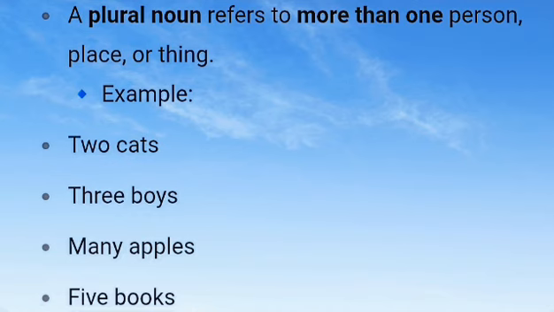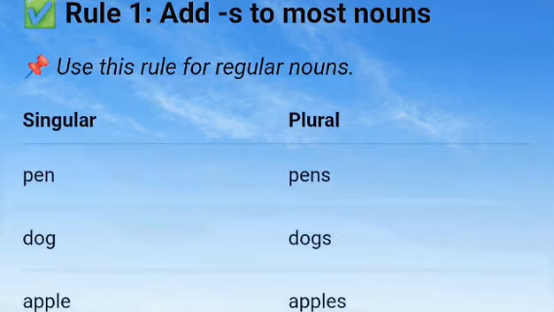And second thing, a plural noun refers to more than one person, place or thing. Example: two cats, three boys, many apples, five books, five pens, like that.